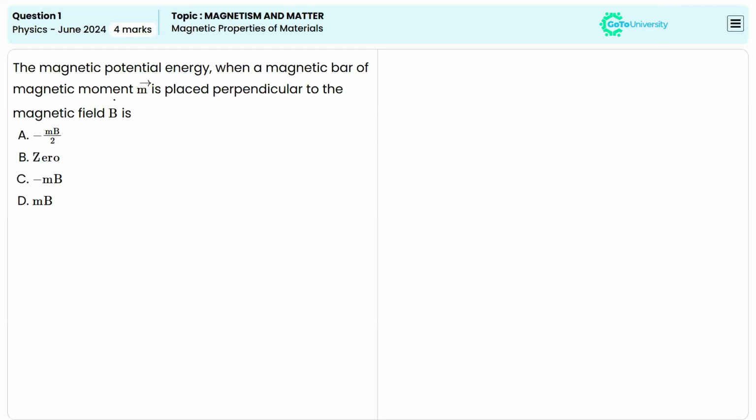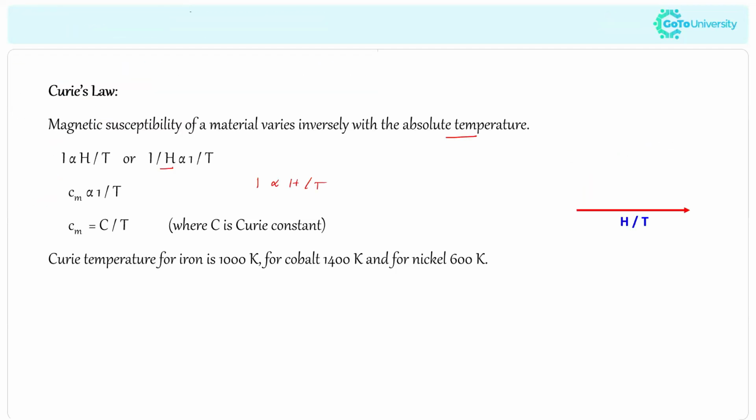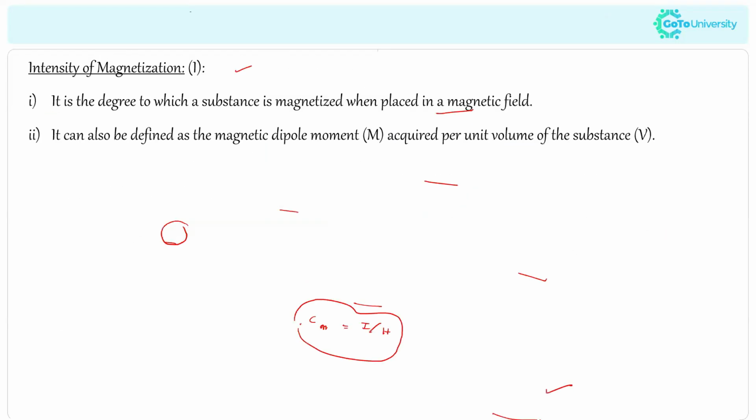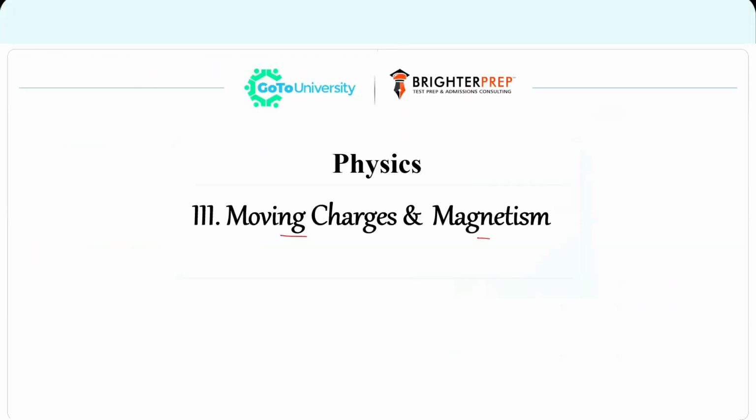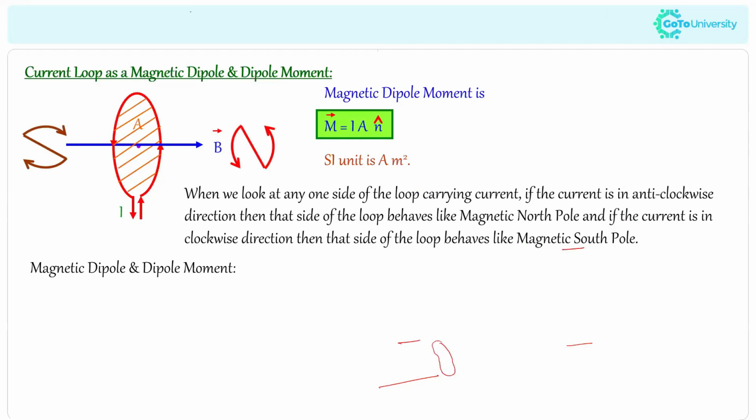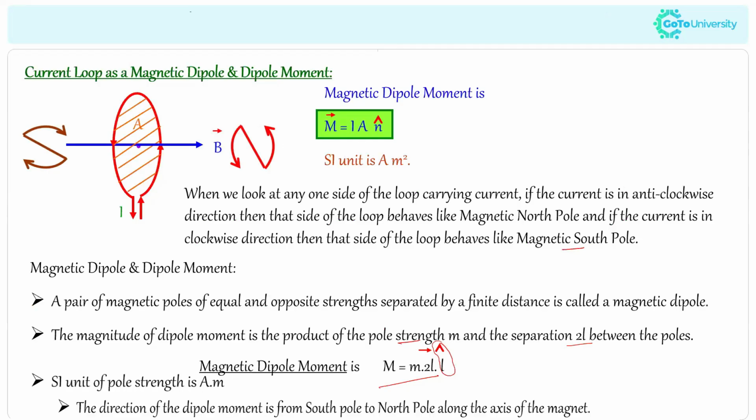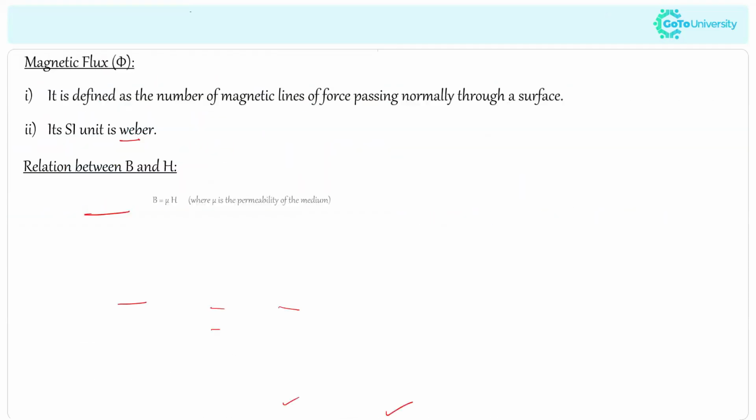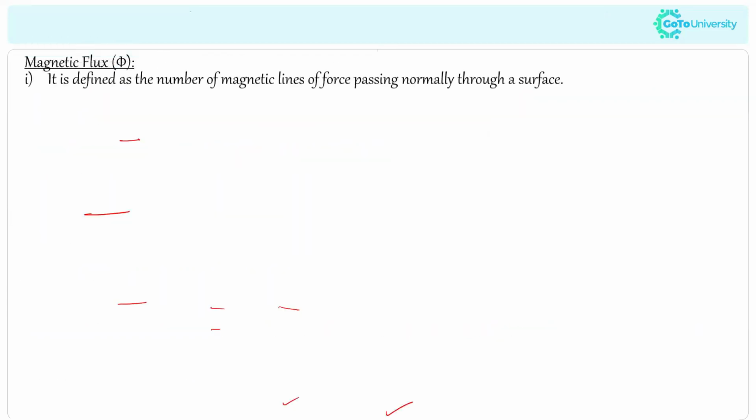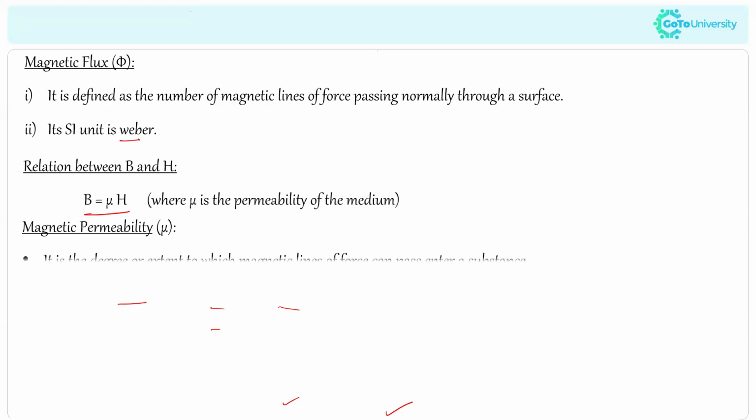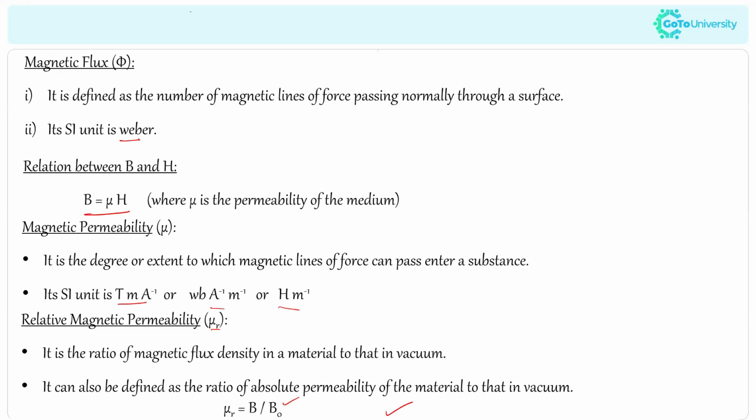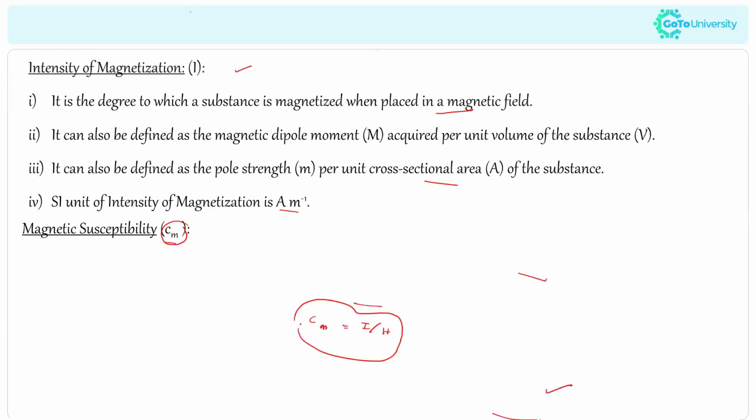This is just a diagram for that. So we just came to the end. We studied the basic concepts. We started with what magnetism is, and then how to represent magnetism, then the current loop or magnetic dipole and dipole moment, then Coulomb's law, then magnetic flux intensity, magnetic field strength, magnetic flux and the relation between B and H, magnetic permeability, and magnetic relative permeability. Everything we studied, right? I hope everything is in your mind.